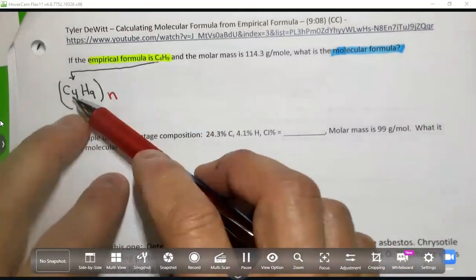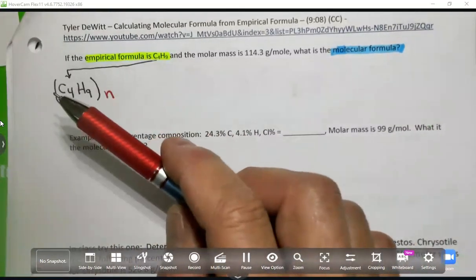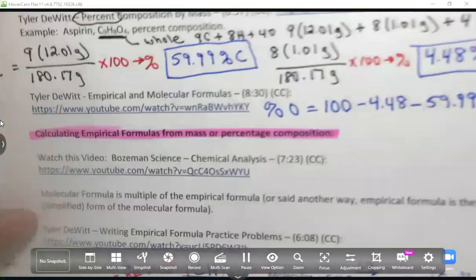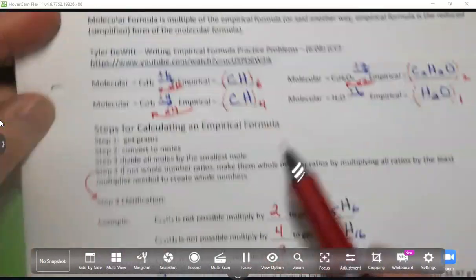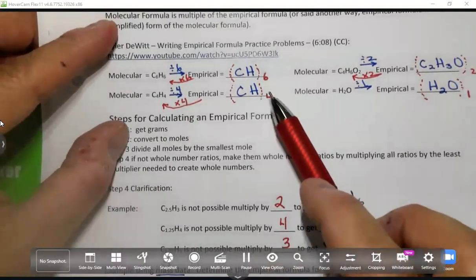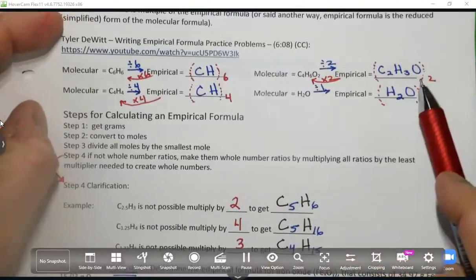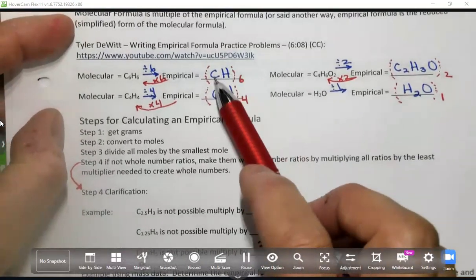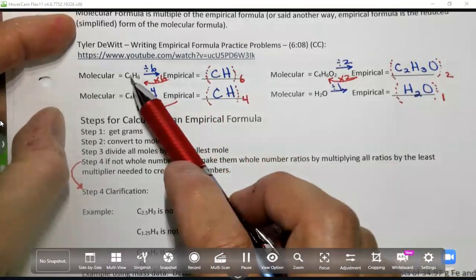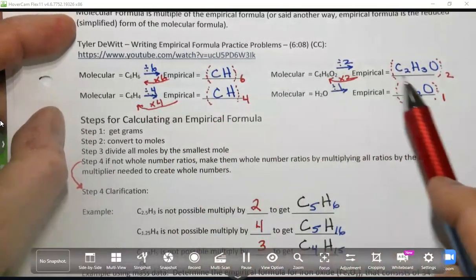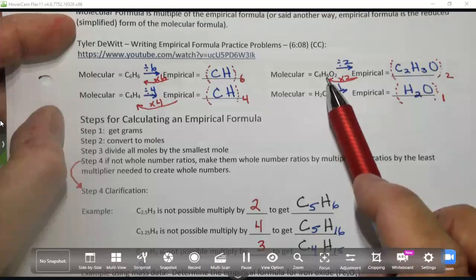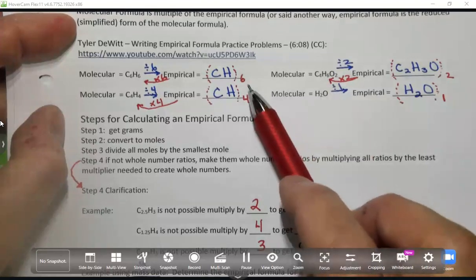Remember, this is simplified. Previously, we divided, correct? But then I said we could go the other way. So what we're doing this time is trying to calculate what this multiplier is, so that we can go from the empirical formula to the molecular formula. So I know if I took this multiplied by 2, I'd get the molecular formula. So we're calculating this multiplier.